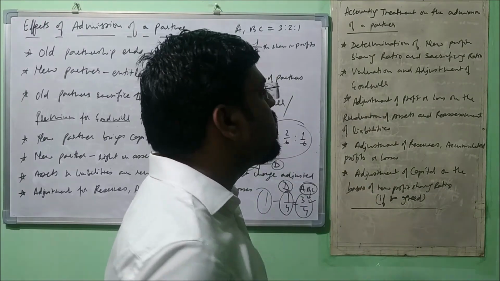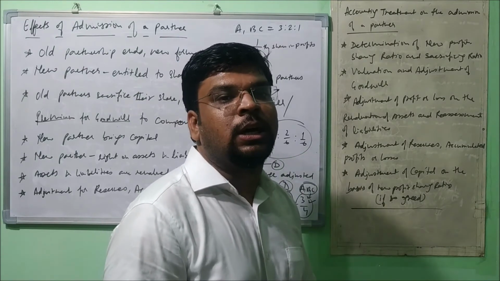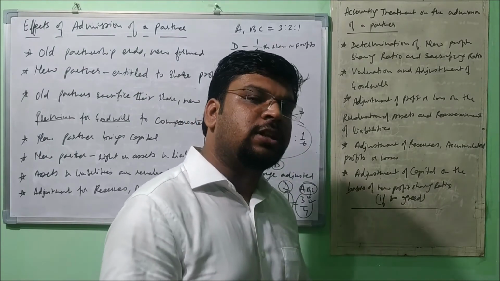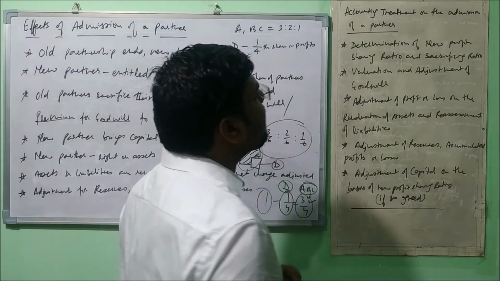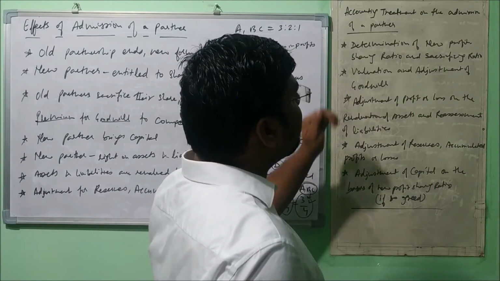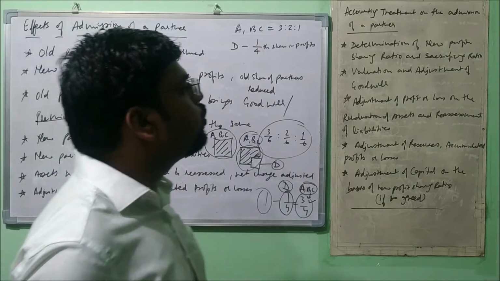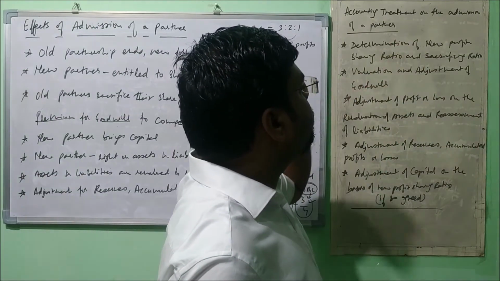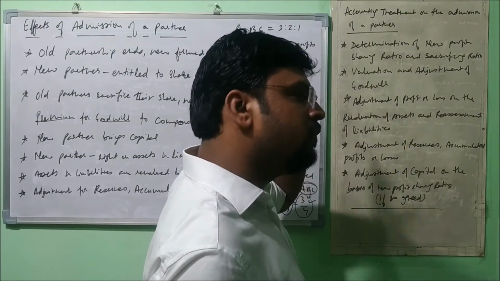That was the theoretical portion, so I am just finishing this all in one video, and the further videos will include numericals. We'll be doing the numericals on determination of new profit sharing ratio and sacrificing ratio. A few problems we'll be doing related to calculation of new profit sharing ratio as well as sacrificing ratio. So that will be there in video part 2.